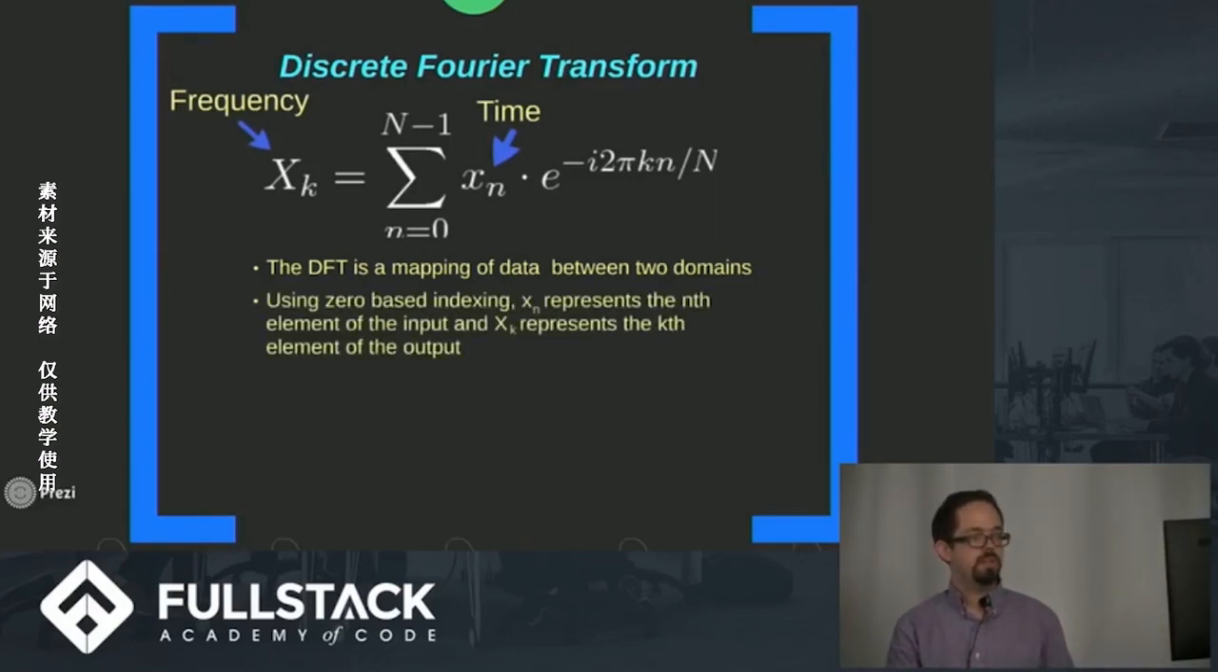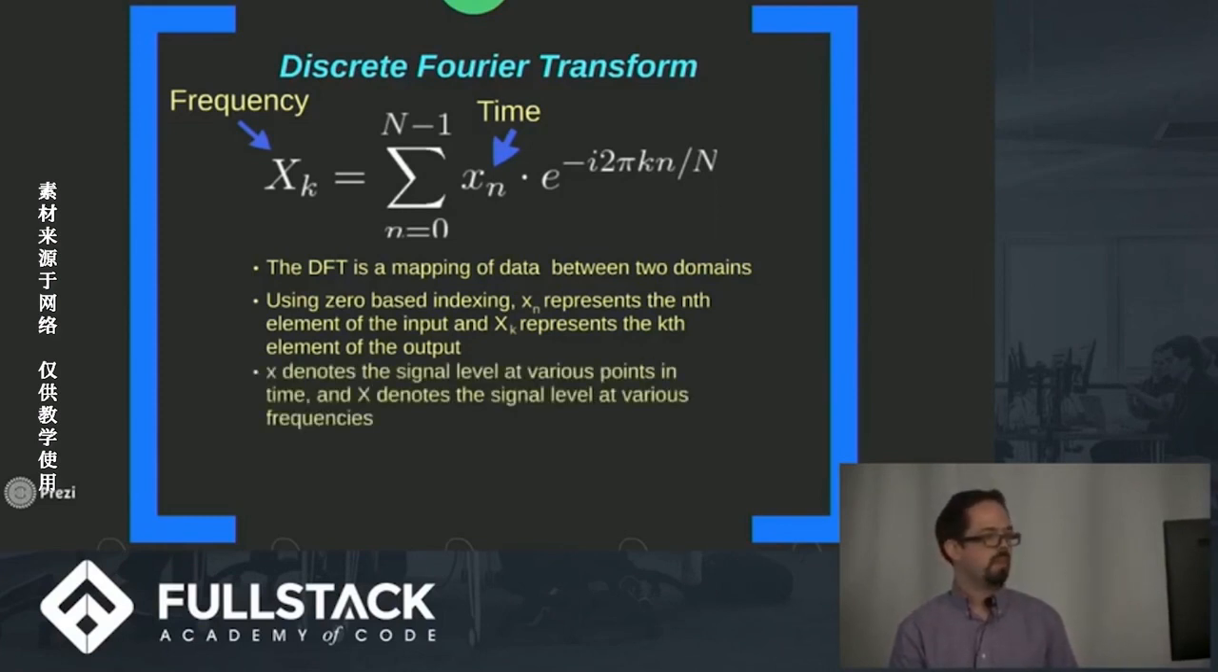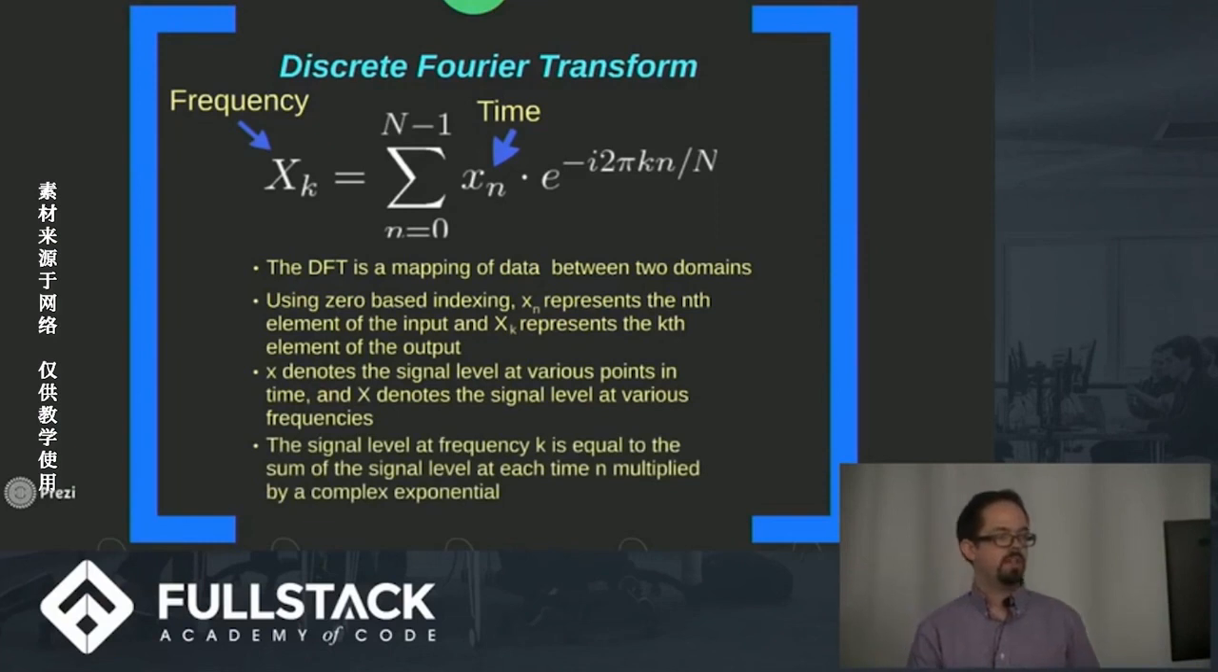We use zero-based indexing, where you can see lowercase n starts at 0, and we're summing up until n minus 1. x sub n represents the nth element of the input, and X sub k represents the kth element of the output. Lowercase x denotes our time signal, uppercase X is our frequency signal, and the signal level at frequency k is just equal to the sum of the signal level at each time n multiplied by that complex exponential that you see on the right.